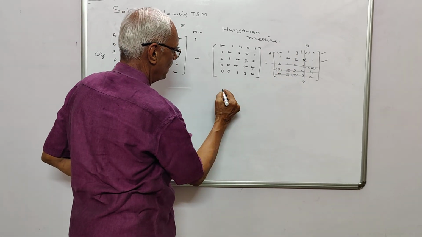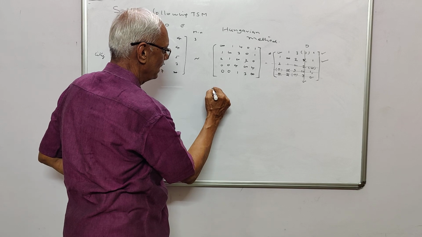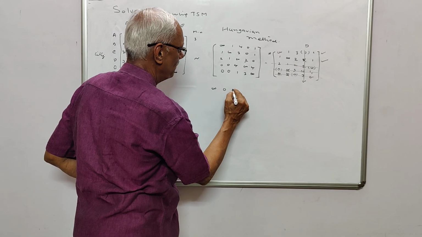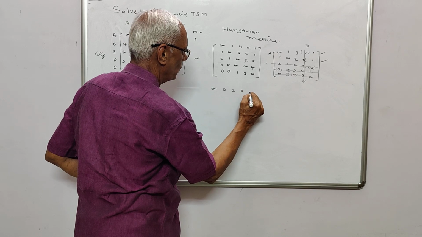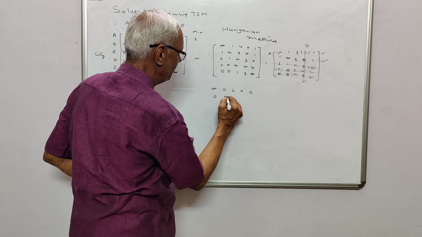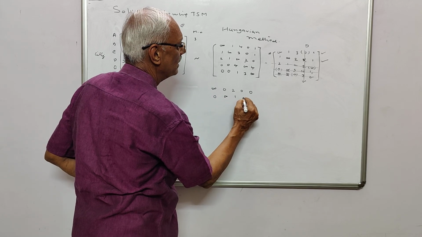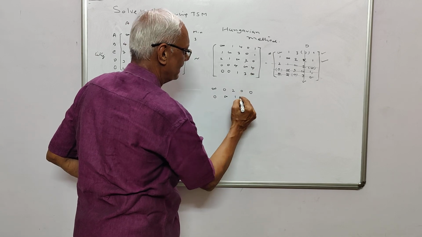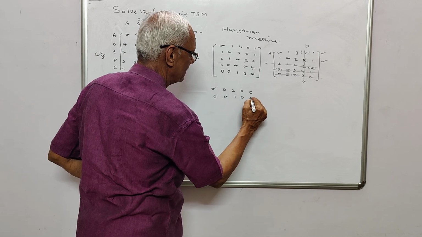Now take this one. Infinity minus 1 is infinity. 1 minus 1 is 0. 3 minus 1 is 2. Then 0. Then take the next one. It is 0. It is infinity. 2 minus 1 is 1. 0. It is not at the intersection, it is just like that. So it is 0. Then it is 0.